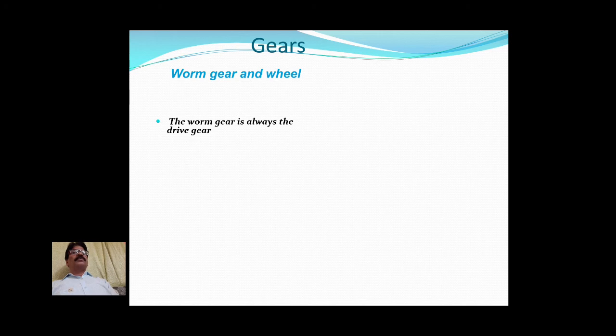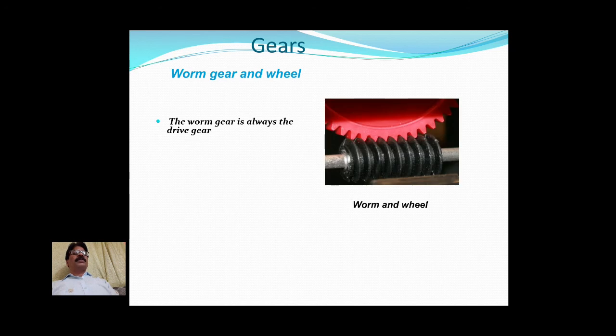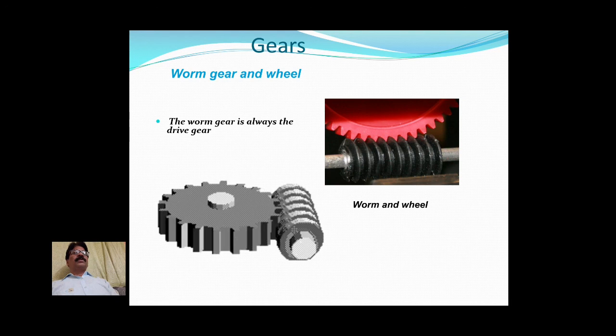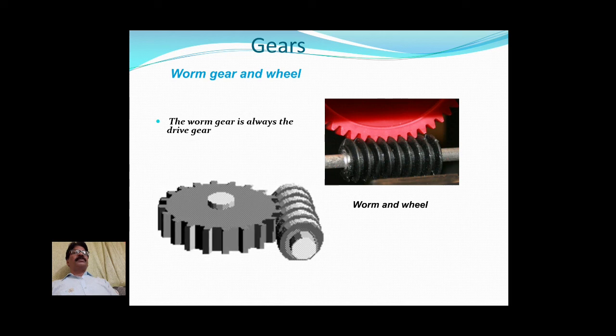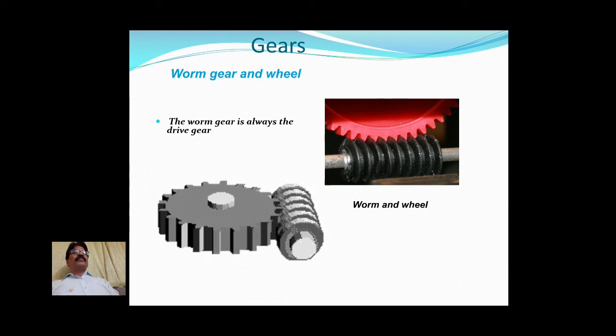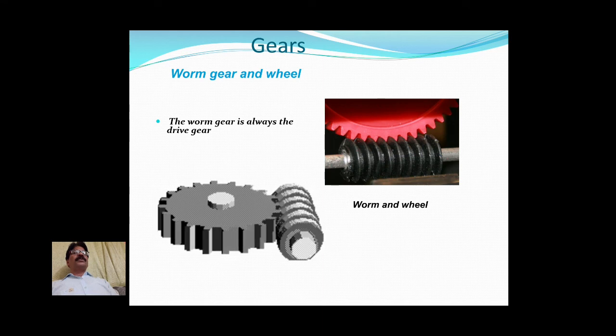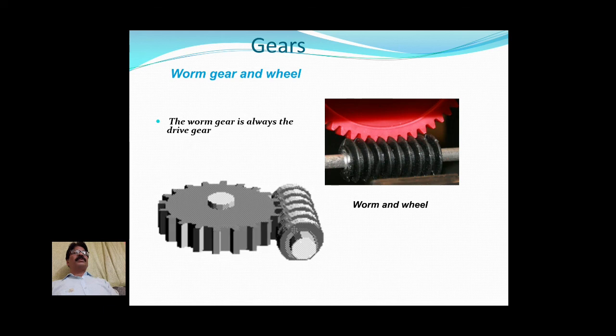The first one is the worm gear and wheel. The worm gear is always the driver gear. Worm is just like a worm which crawls. So in the animation you can clearly see the worm gear and wheel. They have revolutions at 90 degrees to each other, worm and wheel.